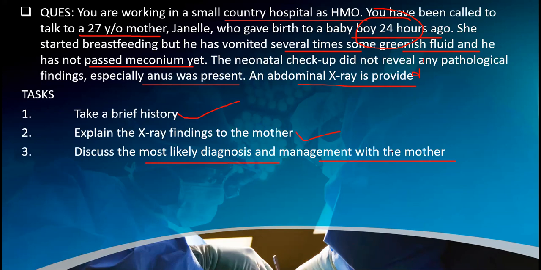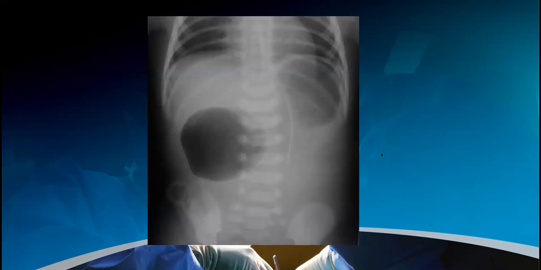Okay, so history, explain the X-ray to the mother. So that's important. And most likely diagnosis and management. So this is how it looks like. Duodenal atresia looks like a double bubble sign in the X-ray. This is the double bubble. In a normal person, you will never ever get this double bubble. You can get some stomach shadow just below the left diaphragm. That's normal, but this shadow is not normal.